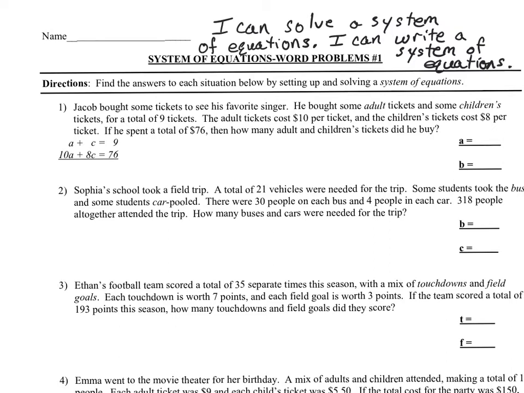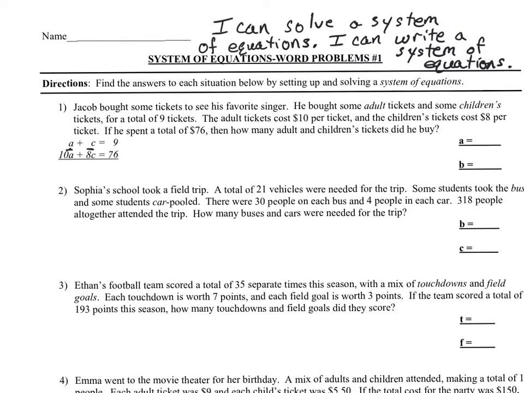Okay, so when we look at these problems, we have to think about what we can get. We have to think about what the problem is asking us. Okay, so when we take a look at the first one, Jacob bought some tickets to see his favorite singer. He bought some adult tickets and some children's tickets for a total of 9 tickets. Okay, and you can see adult, he's using the letter A, and children, he's using the letter C. And he has a total of 9 tickets. So however many adult tickets plus however many children's tickets equals 9 tickets.